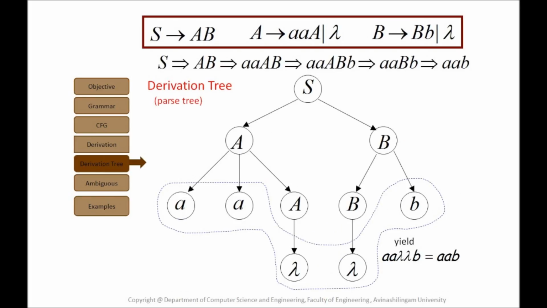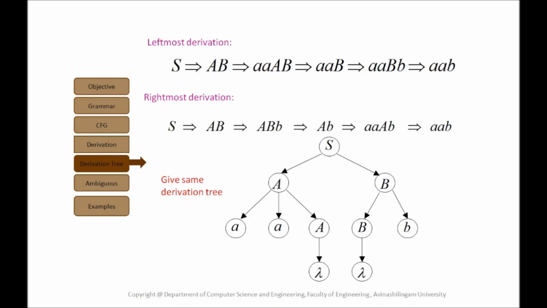Next we have to substitute B tends to lambda, that is the fifth production. So at the leaf node we have AA lambda lambda B, so it becomes AAB. Hence we derived the string. This is the derivation tree. The leftmost derivation and rightmost derivation both have the same derivation tree. Here we have this derivation tree for both the derivations.